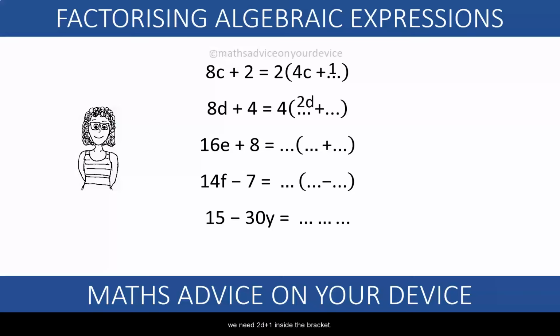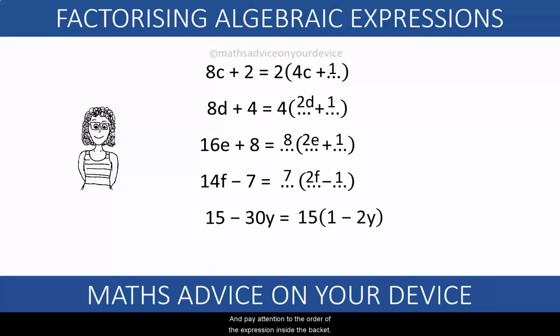If 4 is a common factor, we need 2d plus 1 inside the bracket. Common factor 8 and 2e plus 1 inside the bracket. Pay attention to the minus between and pay attention to the order of the expression inside the bracket.